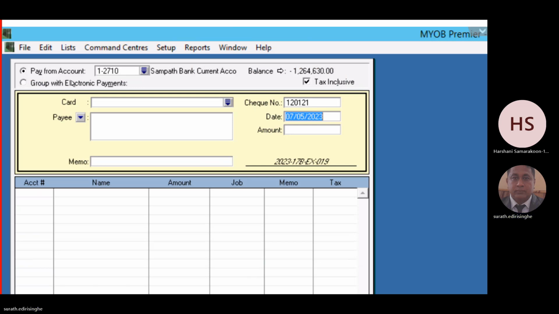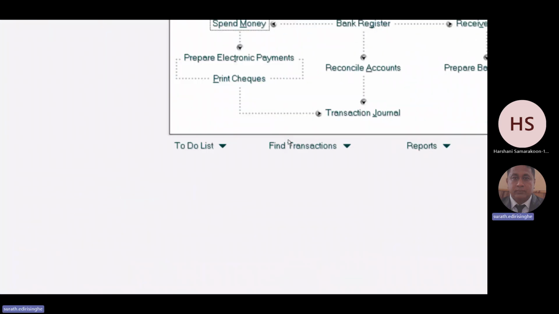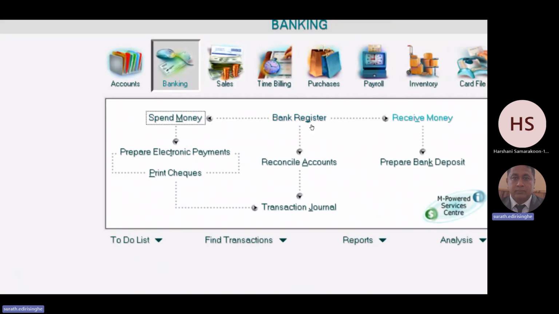Sampath Bank, your payment account. You select student. You can look at here again. If you select here the spend money module or the receive money module, in both scenarios, Sampath Bank is activated. Sampath Bank operates for a dual purpose. If you select the spend money module, this is the payment account. If you select the receive money module, this is a collection account. Got this point?